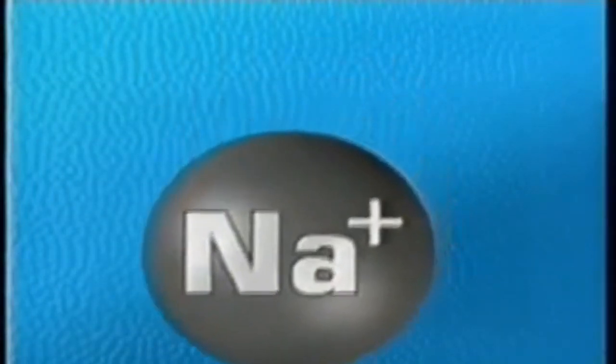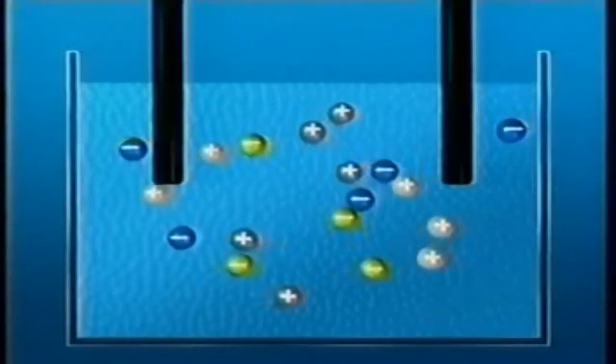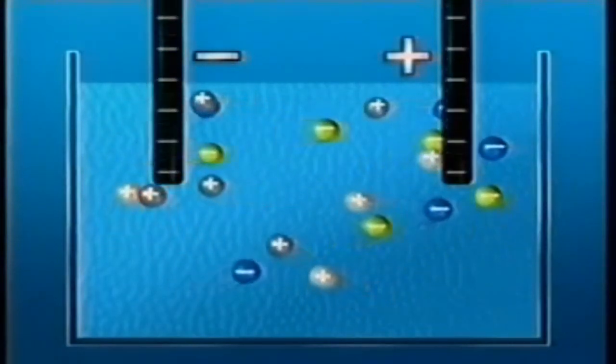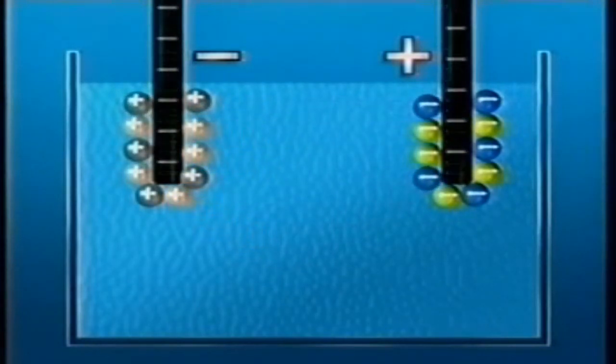Imagine you can see the charged particles in solution. There are sodium ions, which are positive, and chloride ions, which are negative. The others are present in water: positive hydrogen ions and negative hydroxide ions. These different charged particles are all free to move. Once the power supply is switched on, the positive ions are attracted to the negative electrode. The negative ions move towards the positive.